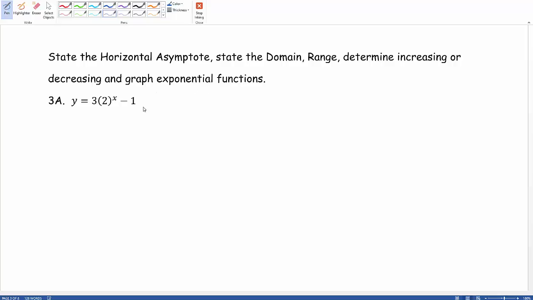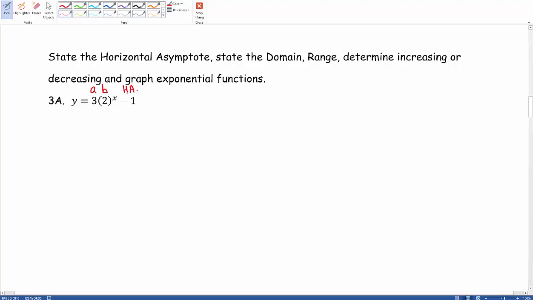Now, in looking at 3A, we do notice that we have this exponential function where 3 is our A value, this 2 is our B, and our exponent, making it that variable with x, making it that exponential function. And then lastly, this minus 1 is kind of acting as our HA. So again, just labeling things to help us out a little bit. A is our 3, B is this 2. We have that variable x making it the exponential function, and this negative 1 is that HA again.